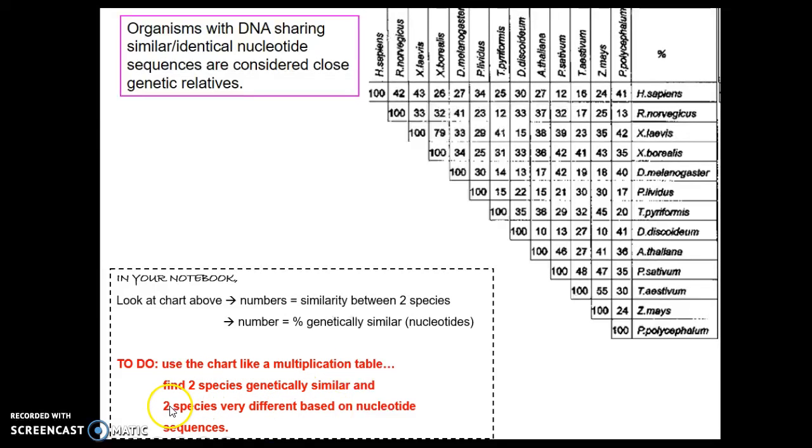Then it says the second task is find two species that are very different based on nucleotide sequences. So find the lowest number you can inside here, and that would tell you the two species that have the least DNA nucleotide similarity. And then you would document that. Just put the species names.